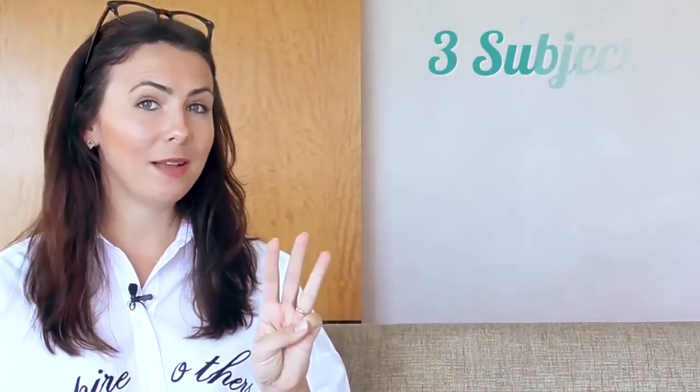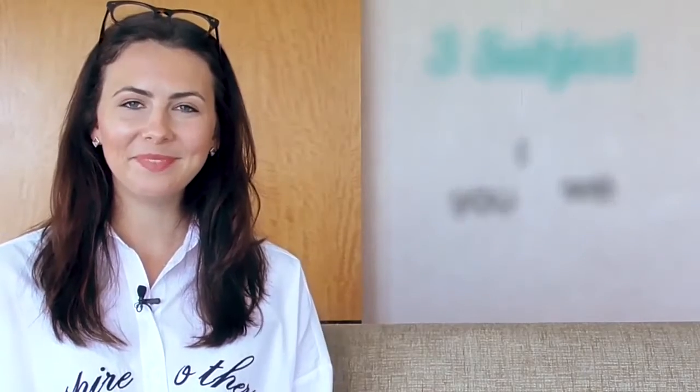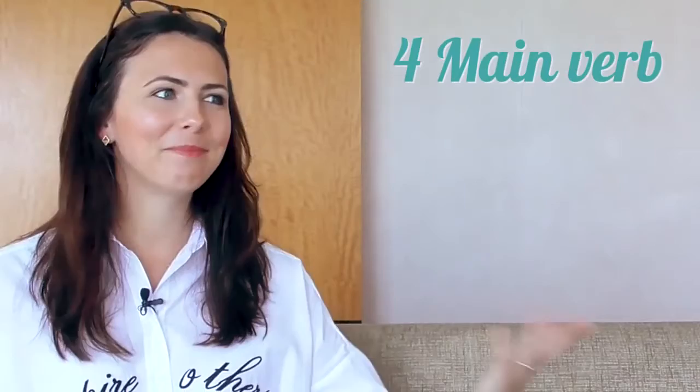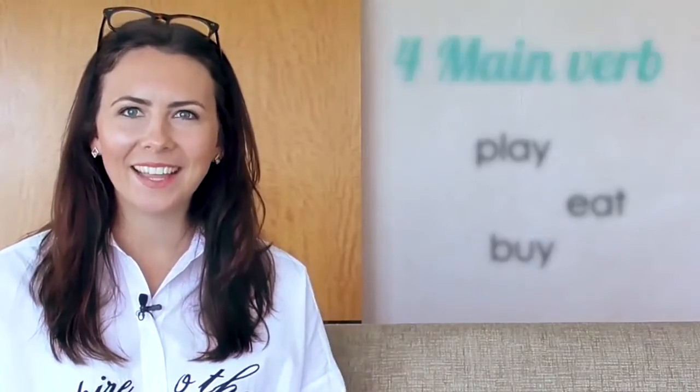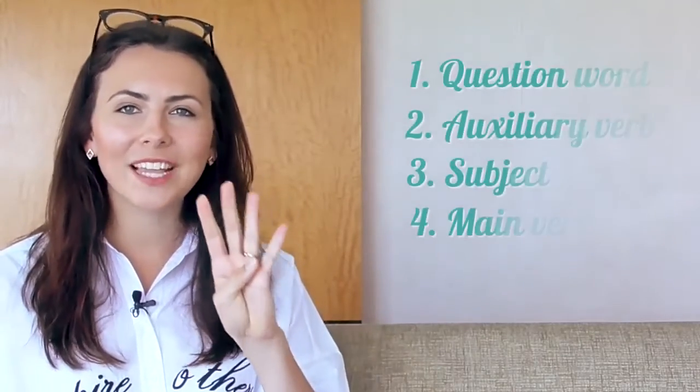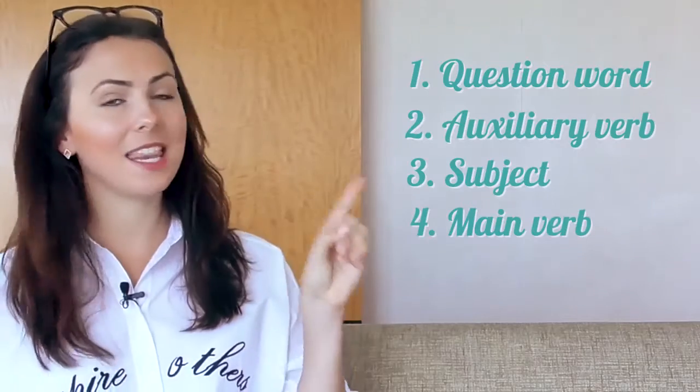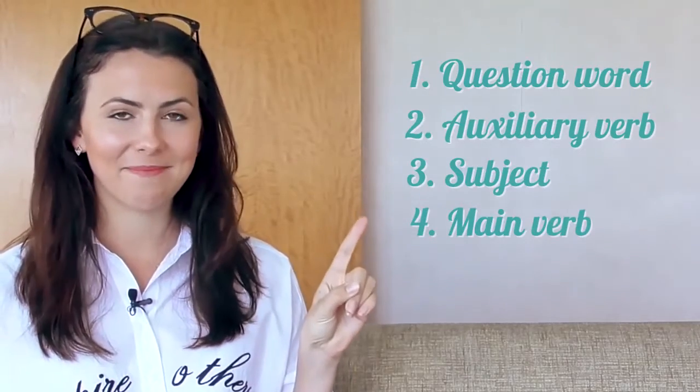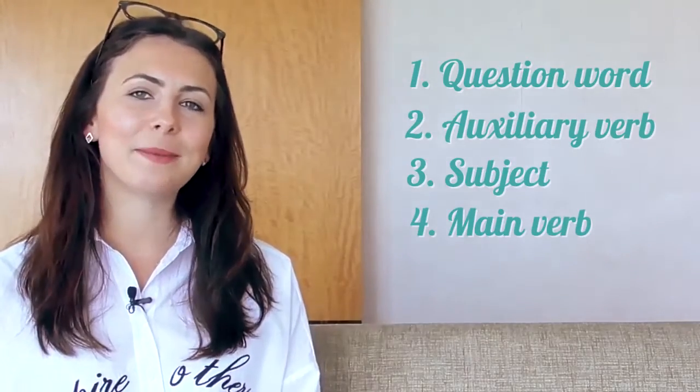Thirdly, you need your subject, I, you, we, etc. And your main verb. Any verb, play, eat, buy. These are the 4 things that you need, and you need them in that order every time. Okay, let's try with some examples. Ready? Where do you live? Question word, auxiliary, subject, main verb.